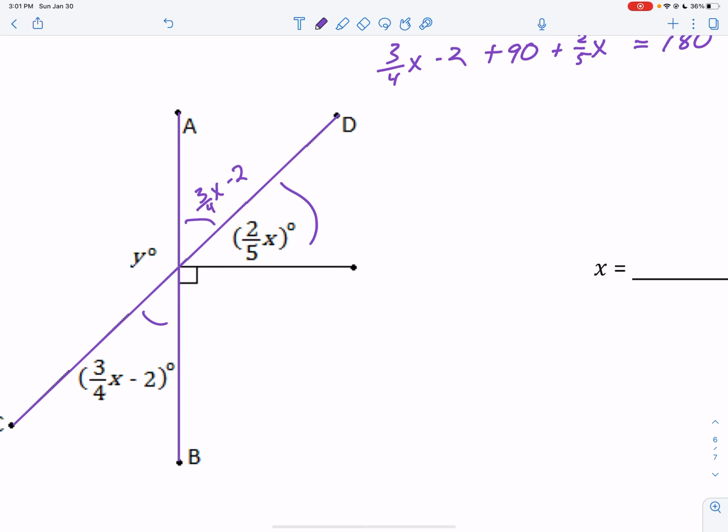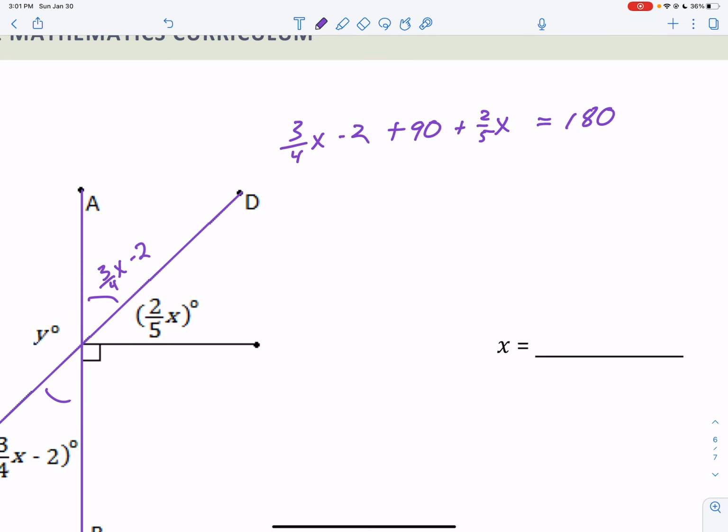Or you can just say these two added together will be 90, but that'll come from the equation as well. So 3/4 x, negative 2 plus 90 is positive 88, plus 2/5 x. So we can do one of two things here. We can either get the same denominator so that we can combine our like terms, but we can't add two fractions without getting the same denominator.